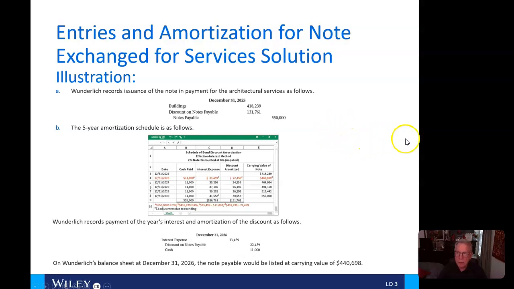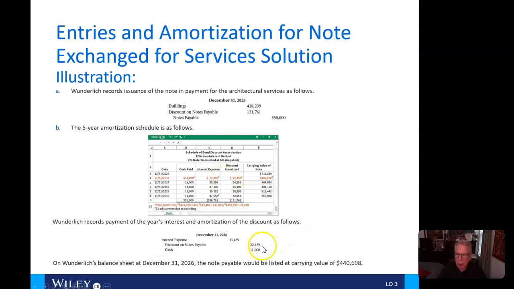$550,000 credit. Under Bravo, the 5-year amortization schedule, as usual, we start out with our carrying value of $418,239 and ripple that through the schedule. The cash we paid based on what's written on the note, but the interest expense substantially more than the cash paid here is going to be the carrying value times the effective interest rate of 8% in this case.